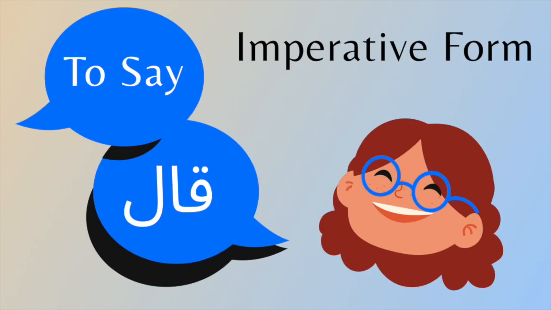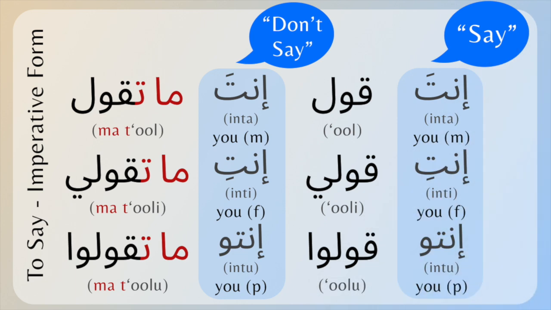Amazing. So we just learned the present, future, and past tense of el, as well as how to negate them. Now we're going to move on to the imperative form, and we're also going to discuss how to negate the imperative form. So let's get started. So here's how to give the command say. The singular masculine form is ul. The singular feminine form is uli. The plural form is ulu.